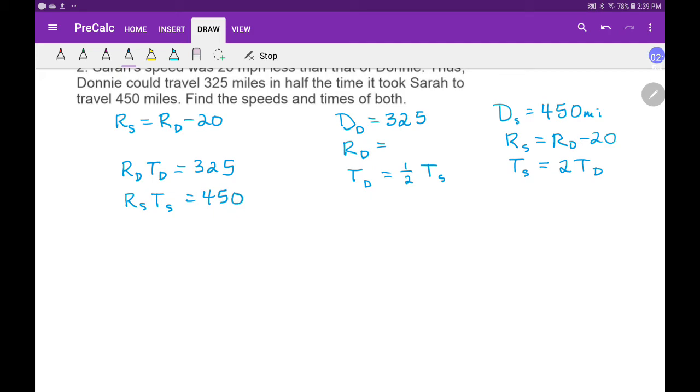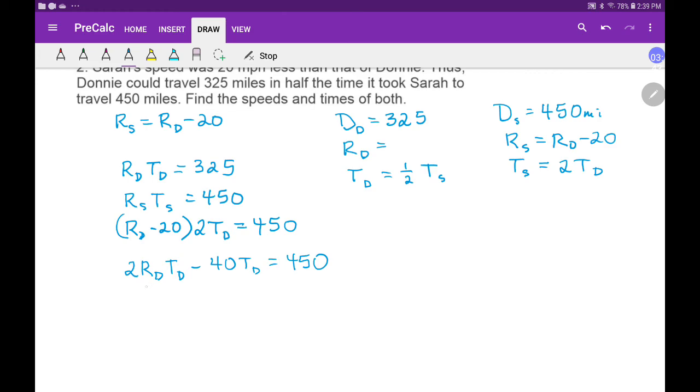Okay, but here's the thing. I can express these in other things, so I can say that instead of saying the rate of Sarah and the time of Sarah, I can express it in terms of Donnie, and I can say the rate of Sarah, which is RD minus 20, times the time of Sarah, which is 2TD, is equal to 450. Okay, so I have 2RD TD minus 40 TD is equal to 450.